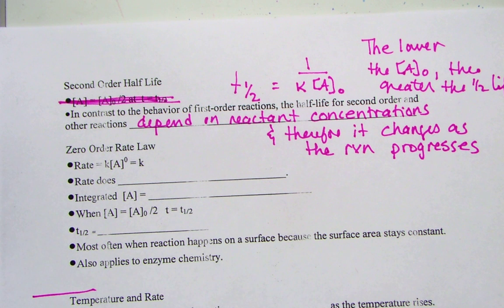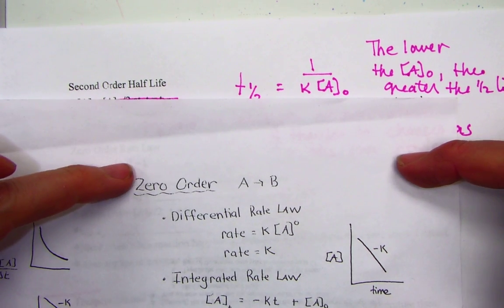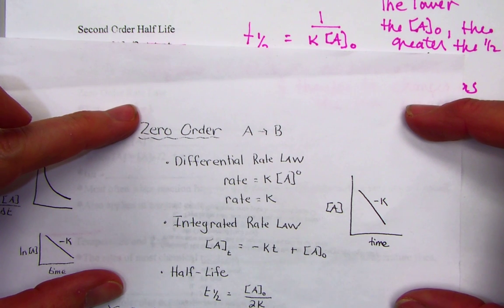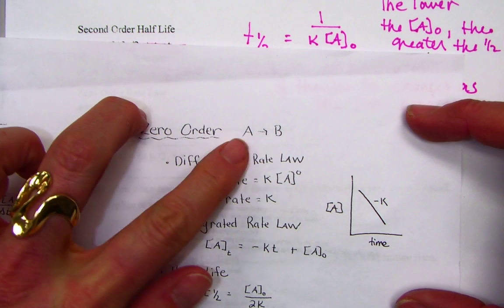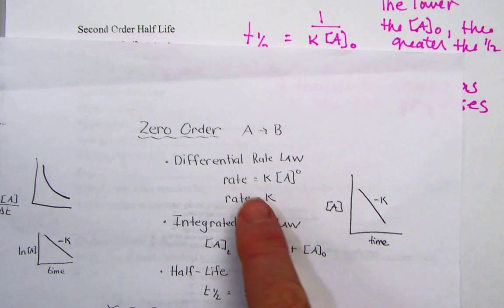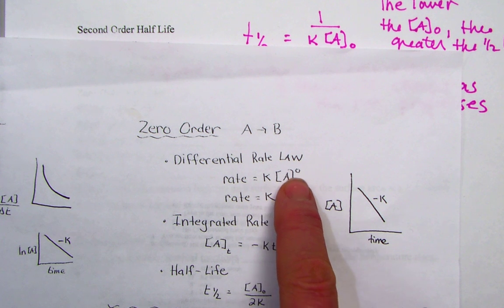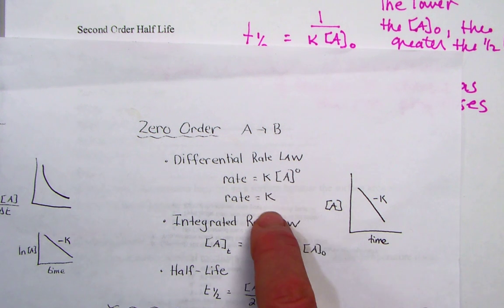In a zero order rate law, we understand that changing the concentration does not change the overall rate. That brings our attention to this area on our formula page, zero order, where A goes to B, but A has absolutely no effect. So look what happens. Rate is equal to K times the concentration of A raised to the 0 power. That's going to drop out. Rate is the rate constant.